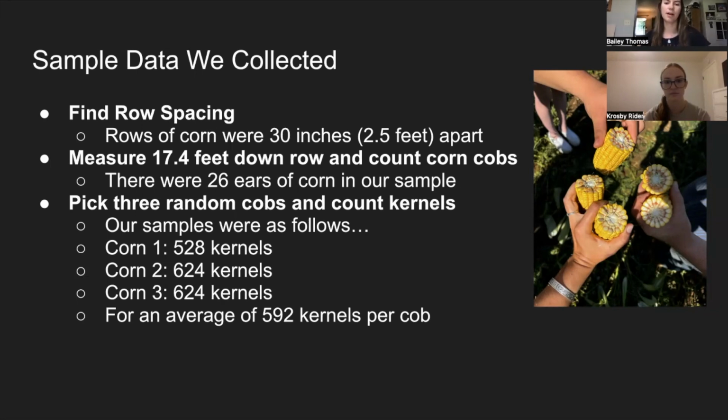Our samples were as follows. Corn 1 had 528 kernels. Corn 2 had 624 kernels. And corn 3 also, ironically, had 624 kernels. So that gave us an average of 592 kernels per cob.